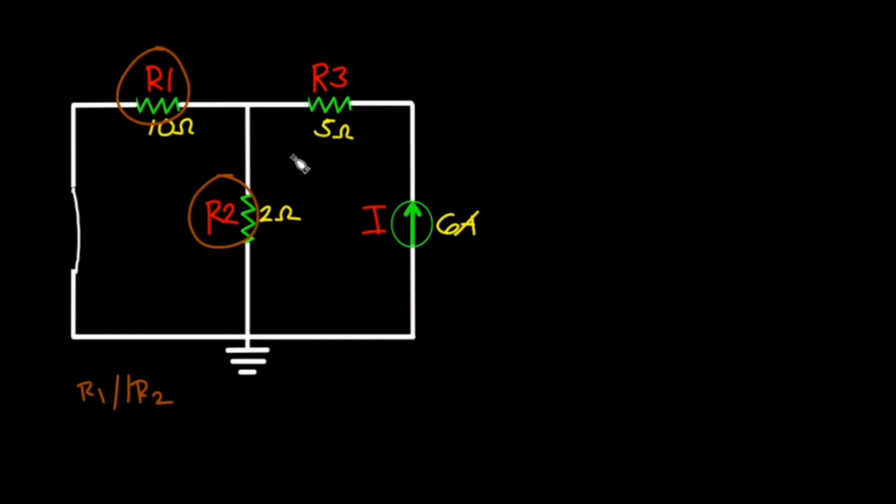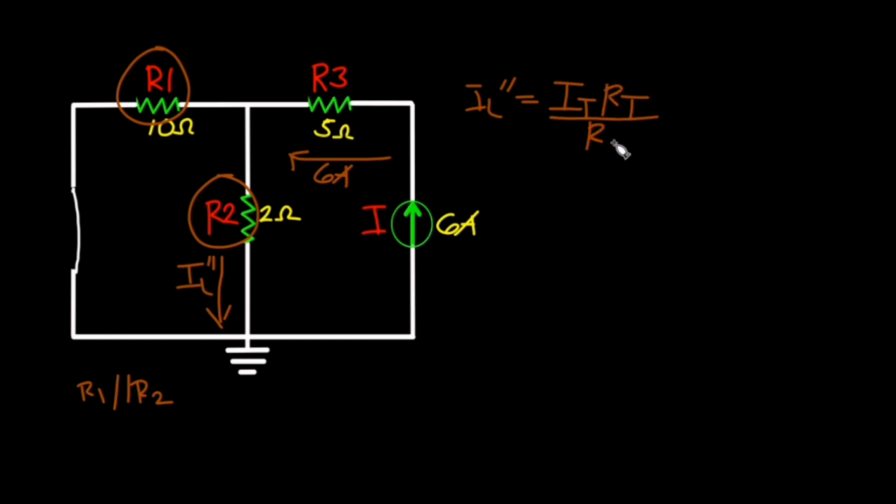As you inspect guys, the current flowing to R3 is 6 amperes since the current source is in series with this resistor. But for R2 and R1, we can solve it using the current divider formula. We will designate the current flowing to R2 with respect to the independent current source as IL''. To solve for IL'', we will use the current divider formula, which is total current I, multiplied by total resistance RT, divided by the resistor R2.